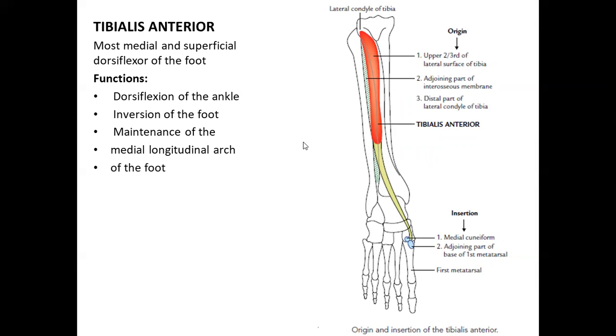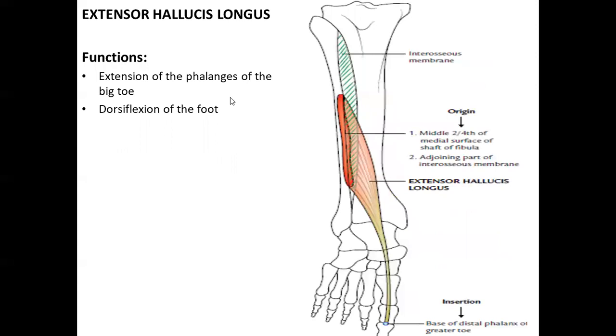What are the functions of this muscle? It is the dorsiflexor of the ankle joint. Plantar flexion is flexing the foot downwards. Dorsiflexion is when we reduce the angle between the ankle joint and the front of the tibia. So that is dorsiflexion. Okay. So it is a dorsiflexor of the ankle joint, it inverts the foot. It maintains the medial longitudinal arch of the foot. Okay.